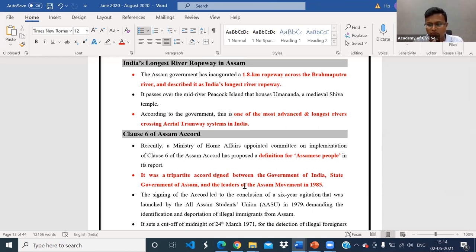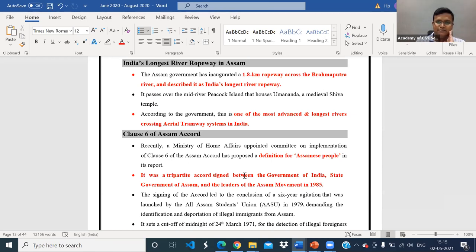See, the Assam Accord, I hope you remember, we discussed in the citizenship chapter. Under the Assam Accord, there was a Clause 6. Why was it important? Recently, the Central Government of India established a committee under Biplab Kumar Sharma, a retired judge of the Guwahati High Court, named the Biplab Kumar Sharma Committee. The task given to the committee was to see the way of implementing Clause 6 of the Assam Accord. That is where Clause 6 specifically came into the news.